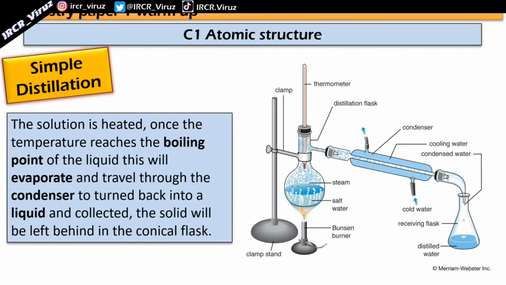Okay, and this is where simple distillation comes from. The solution is heated. Once the temperature reaches the boiling point of the liquid, this will evaporate and travel through the condenser, turn back into liquid, and then be collected.